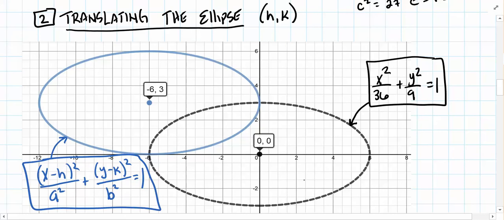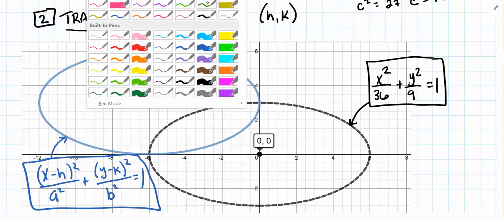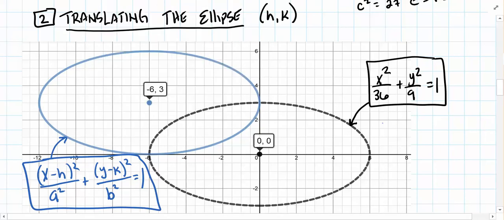I have a black dotted one, and the equation for that one is x squared over 36 plus y squared over 9 equals 1. So we know right away, just getting some information from this, that a squared has to be 36, so a has to be plus or minus 6, and we can see that there's a vertex here at 6 and there's a vertex over there at negative 6. We also know that b squared is equal to 9, so b would have to be plus or minus 3. So the distance from the center to the top of the ellipse along that minor axis is 3 units. No big deal. So we have this equation, we understand what is going on.